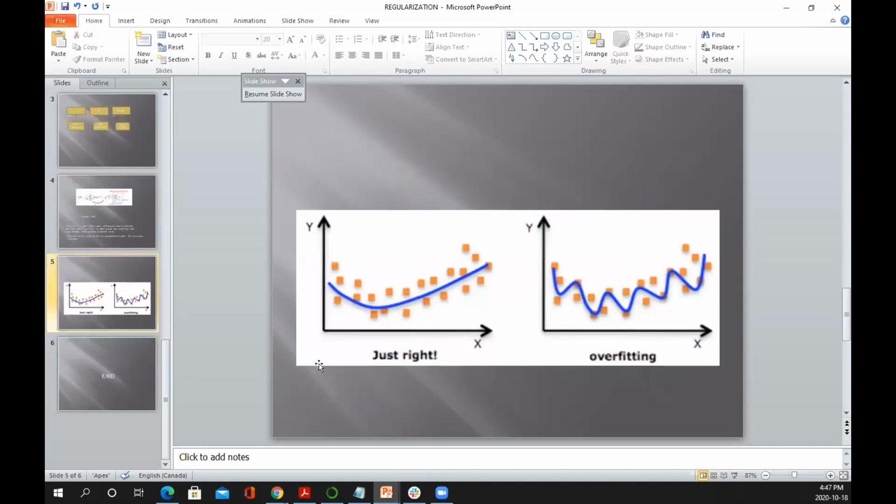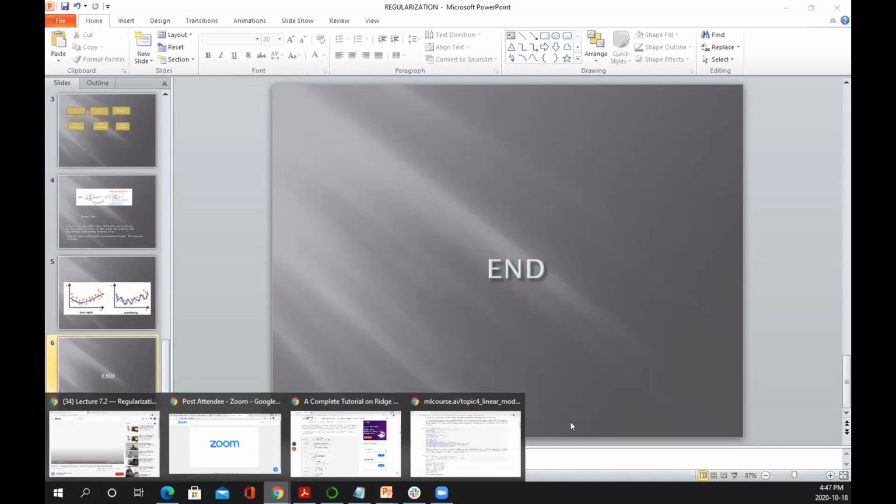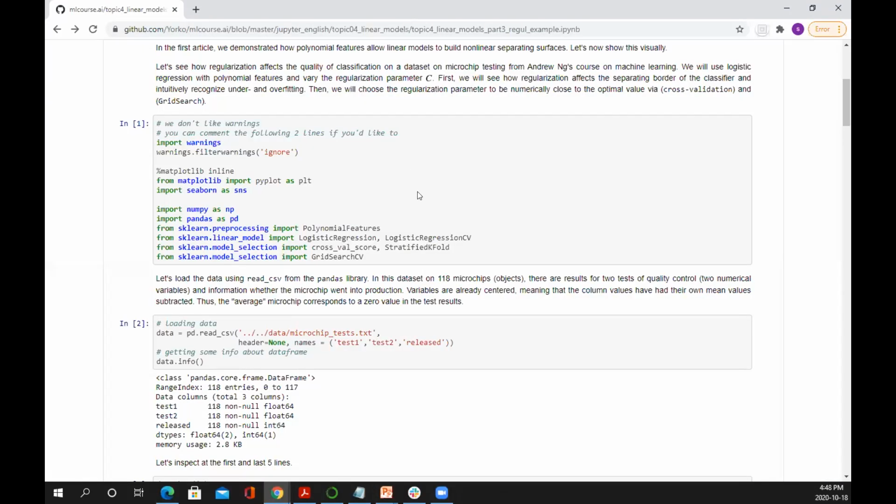This is the actual picture: when you see lots of variance, this is overfitting, and this is just right. That's the basic idea, and I'll go to the notebook now. Do you guys see my notebook? Yep. Okay.